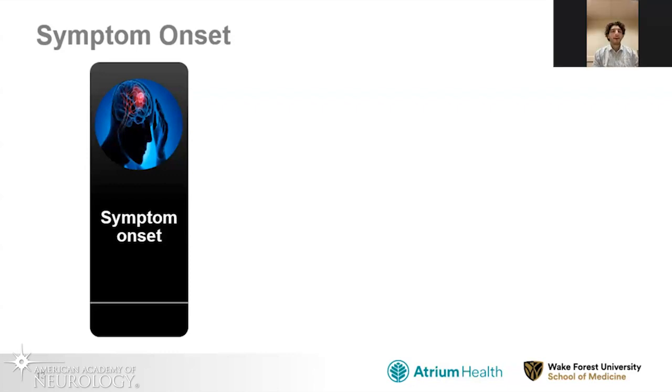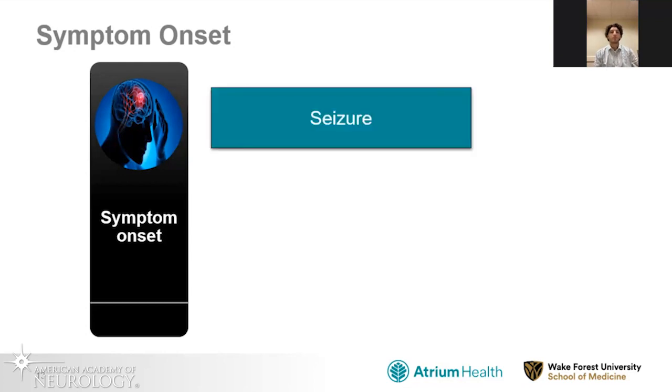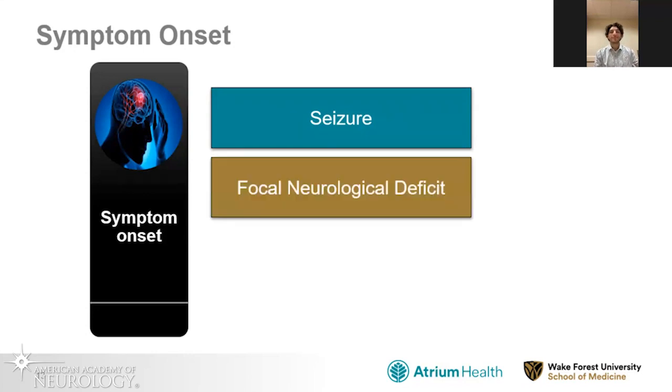Well, I think seizure is pretty common for an onset of a new brain tumor. Read my mind. Next would be any neurologic deficit, just because it's in the brain and pressing on things.